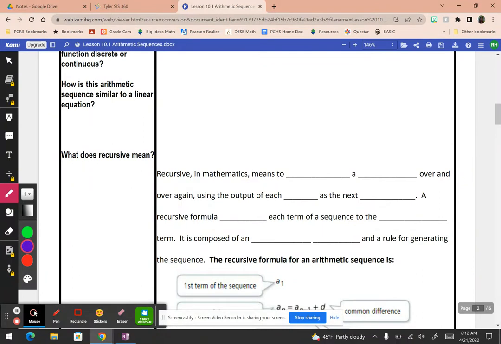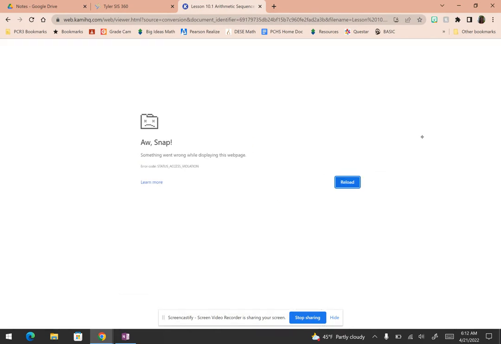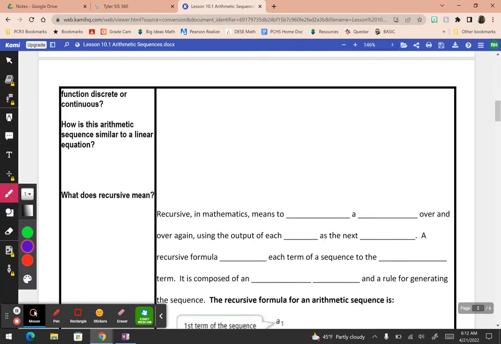Okay. So how is this arithmetic sequence similar to a linear equation? And we're going to talk about that here. The common difference is kind of like slope, right? Okay, not sure what happened there. But the common difference is just like slope. So we're going to see even more similarity here as we move forward.